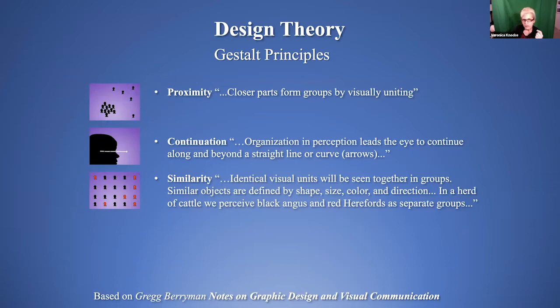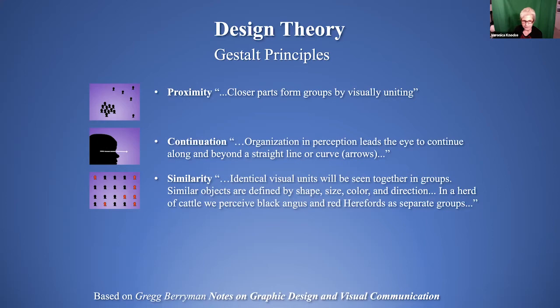Continuation. Organization and perception leads the eye to continue along and beyond a straight line or curve, like arrows. So when there's some kind of a direction set up by some shapes, your eye just tends to follow that and go beyond it. So you can organize the space so that people's eyes are drawn to one particular part of the image that you want them to look at.